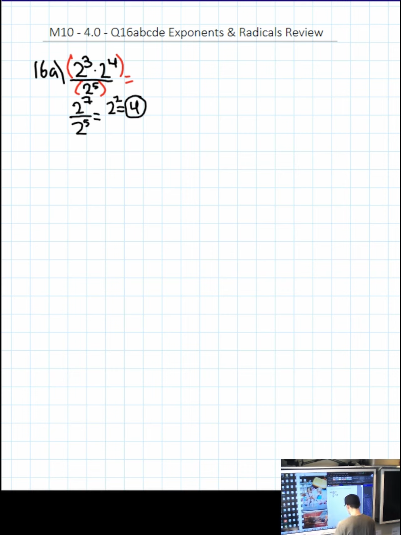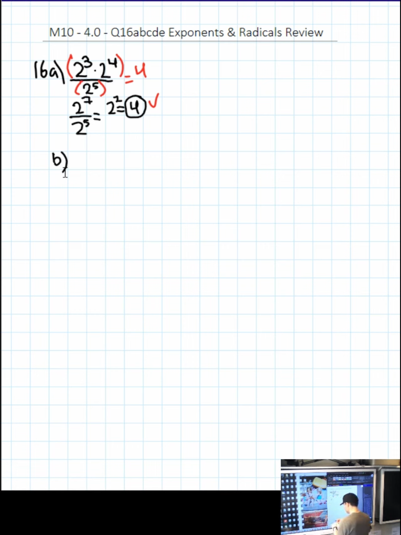So open bracket, 2 cubed times 2 to the exponent 4, brackets around it, divided by, open bracket, 2 to the exponent 5, brackets around it, enter, and we get 4. Therefore, we know our answer is correct.